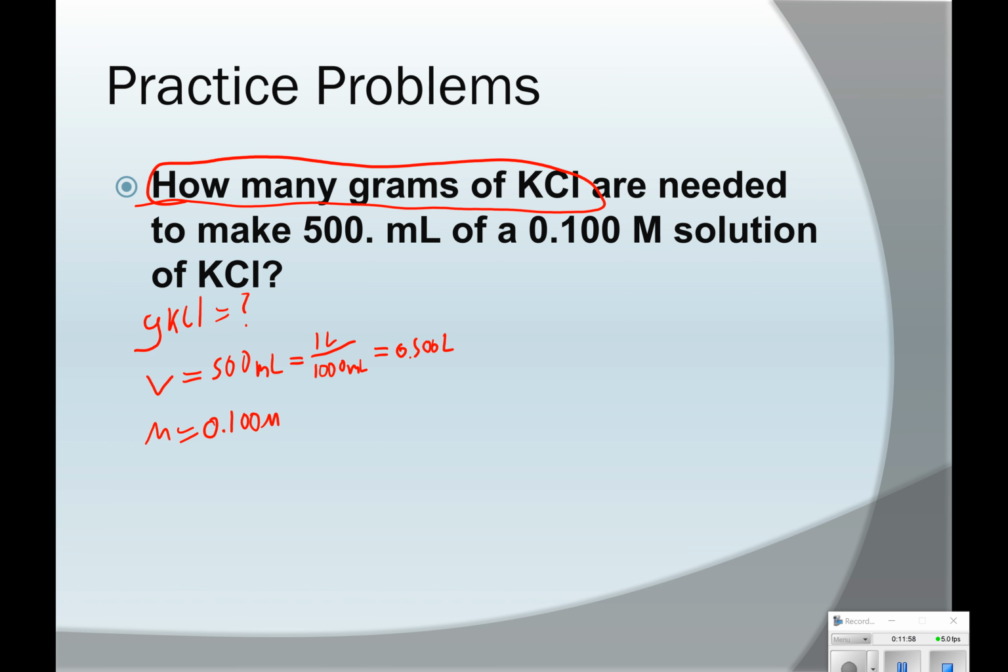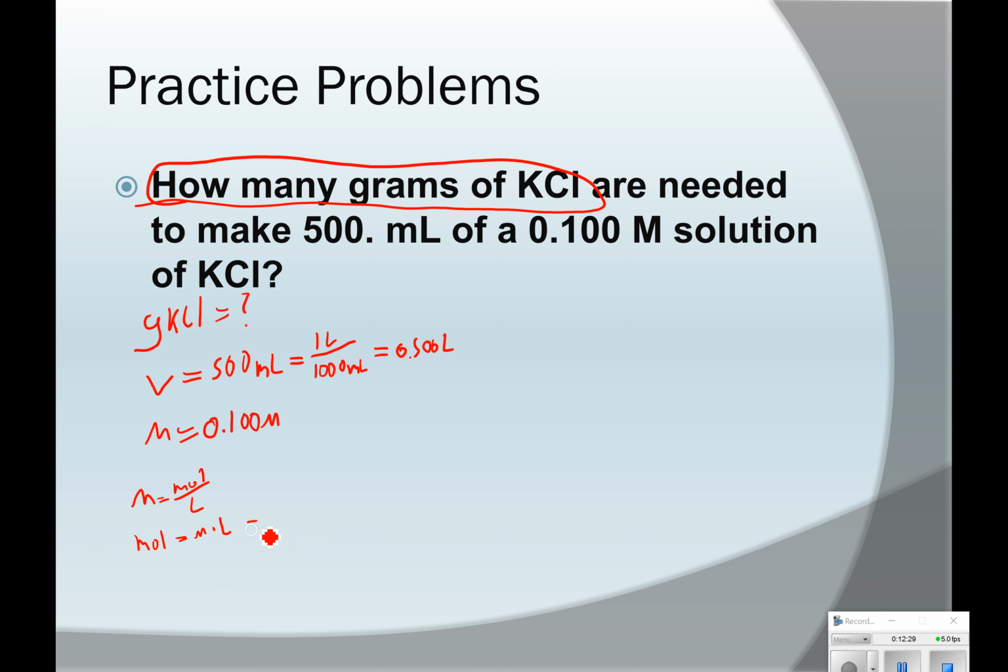So the first thing that we have to do here, we know the overall molarity that we want. We know the volume that we want. We need to figure out how many grams we need. So what are we going to do here first? Well, we know that molarity is moles per liter, and to find moles, we multiply the concentration times the volume.